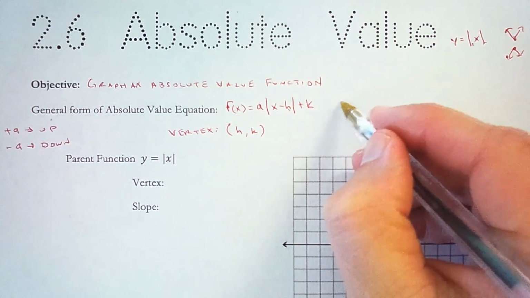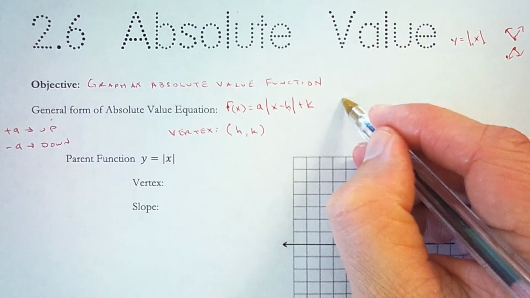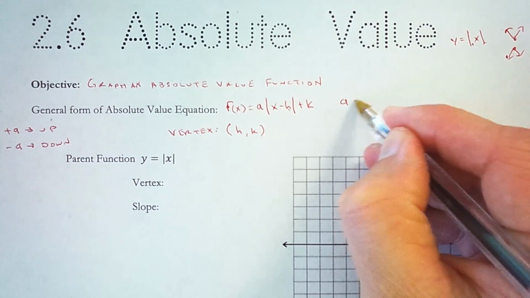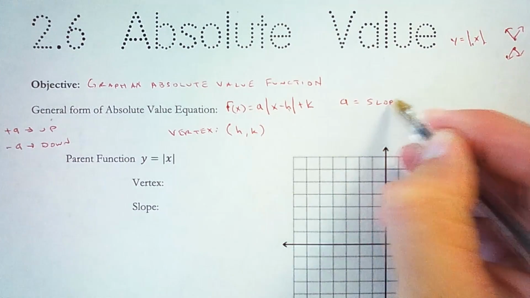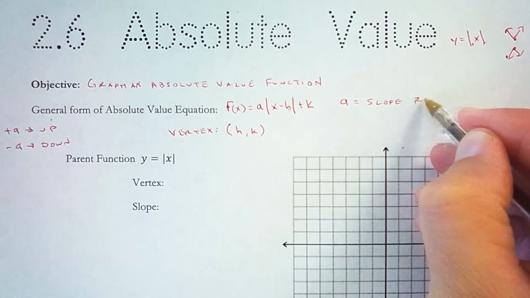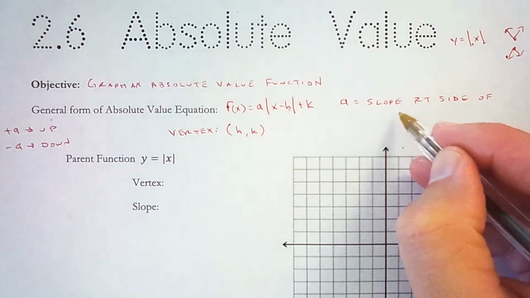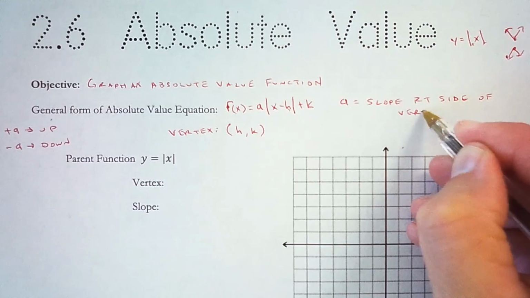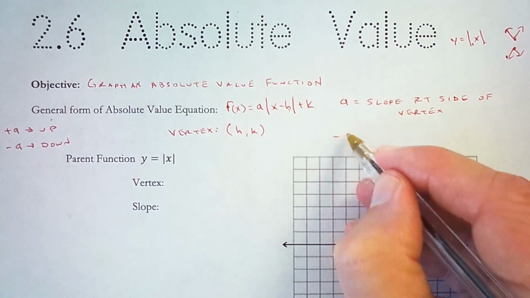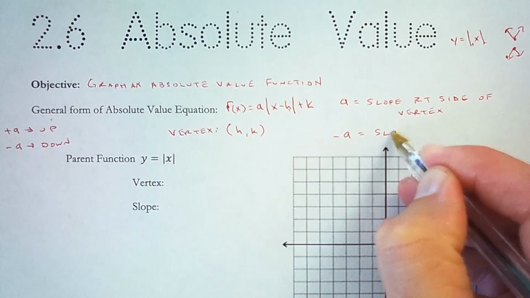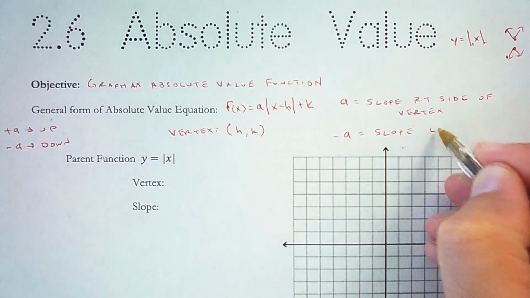There's something else that a tells us that we need in order to graph. a is the slope to the right side of the vertex. And the opposite of a is the slope on the left side.